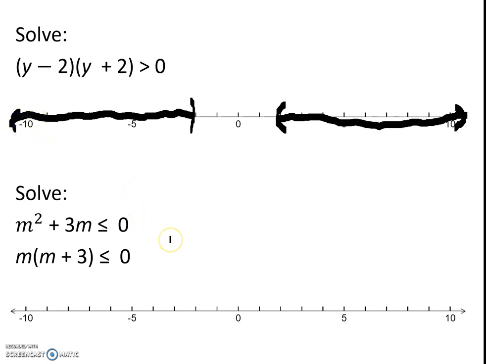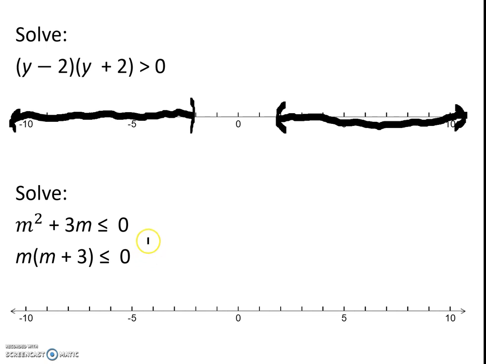Now, before we move on, I do want to make a comment about using parentheses. We used parentheses because it was just greater than. If it had been greater than or equal to, we would have used a bracket. And that's what we have down here. We have a less than or equal to, so we will be using brackets on this example.